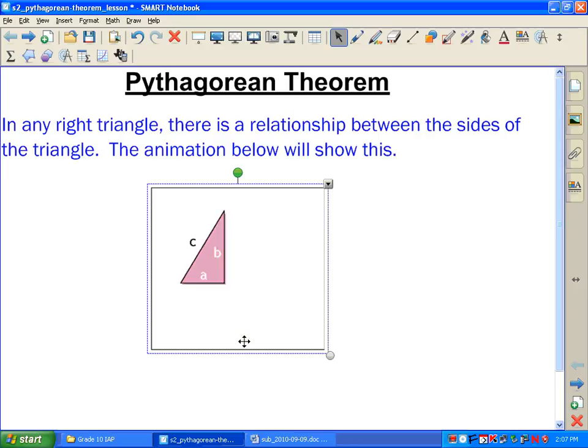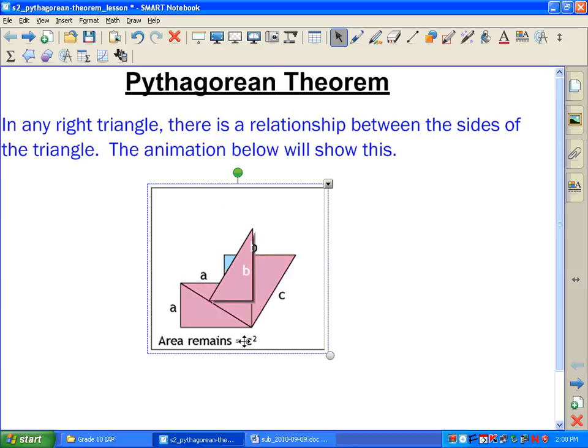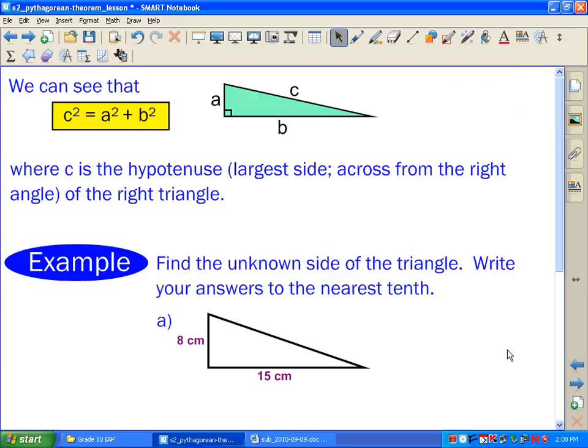I really like this animation, and I'm going to let it play one more time for you. I really like how it shows why the Pythagorean theorem works. Okay? Now, if you don't necessarily understand it, don't worry. All you have to know is how to use the Pythagorean theorem. That's all. Alright? So let's get started then. There's your a squared. There's your b squared. And it gives you c squared. Awesome.